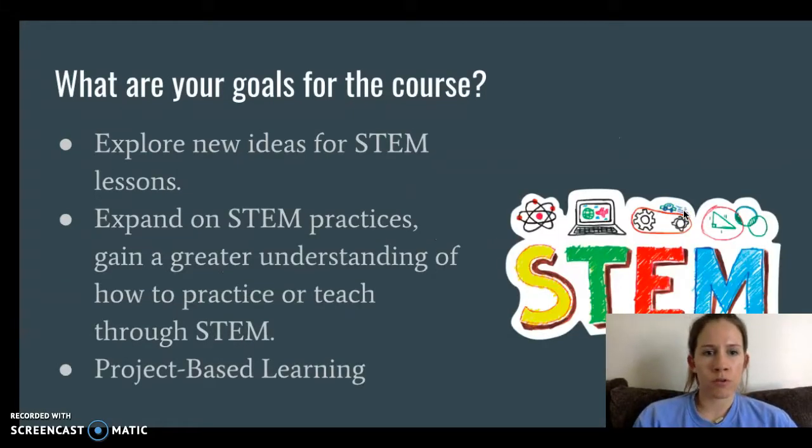What are some goals for the course? I would love to explore some new ideas for STEM-based lessons. I also want to expand on my STEM practices and gain a greater understanding of how to practice and teach through STEM, which incorporates all aspects of STEM, not just focusing on science, which I tend to do. And I also want to incorporate more project-based learning, which, like I said previously, I think goes hand in hand with STEM and inquiry-based learning.